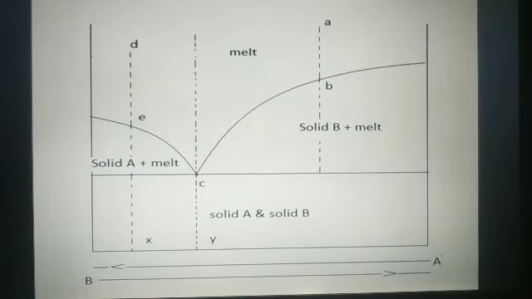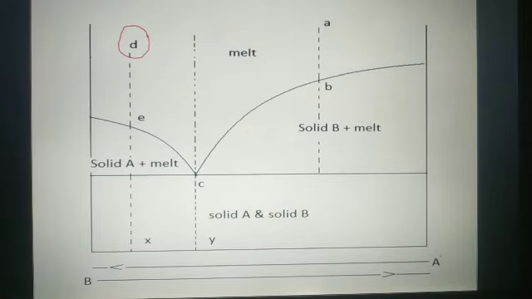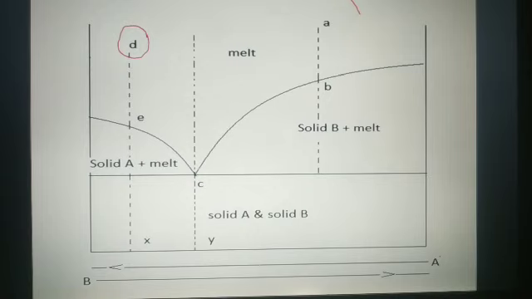Now suppose we have the composition as per D. Then D is toward the A, it means maximum A is there and minimum B is there. So when we cool it, from D to the point E there will be a sharp cooling curve. As we reach the point E, separation of A starts and the composition shifts to the point C, and separation of A continues up to the time the composition belongs to the eutectic point.